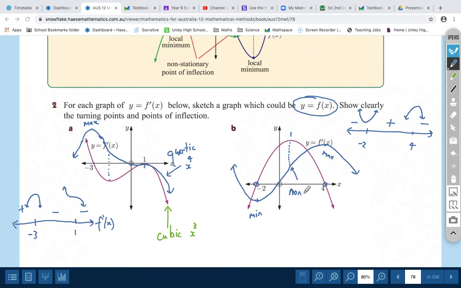point of inflection, to use the British spelling. I normally write CT there. Okay, so that's really all there is to it.